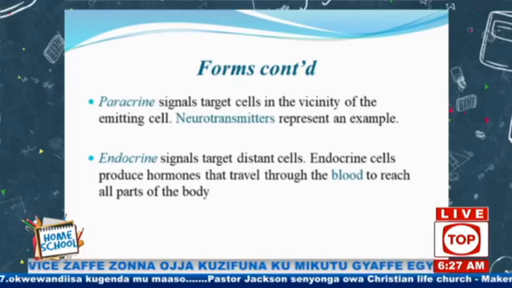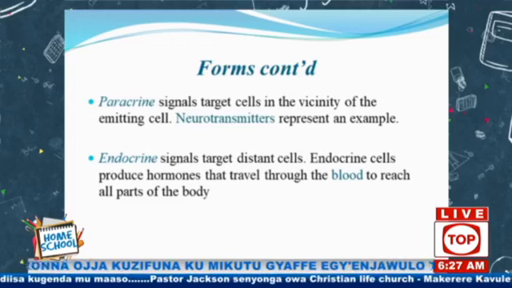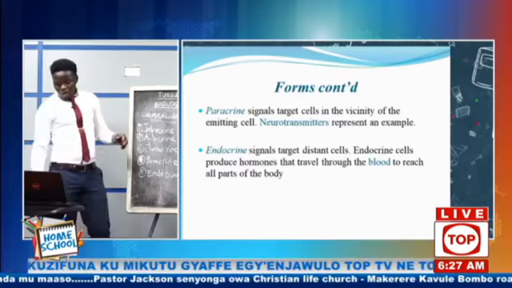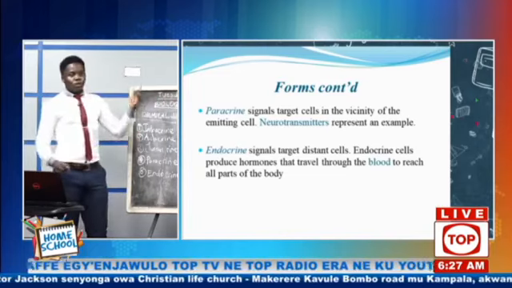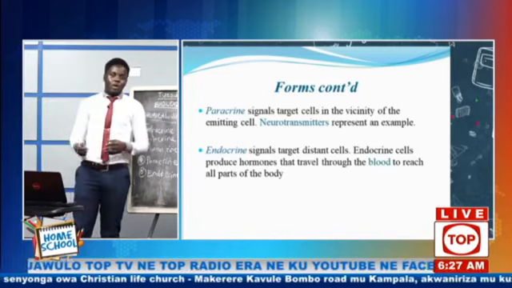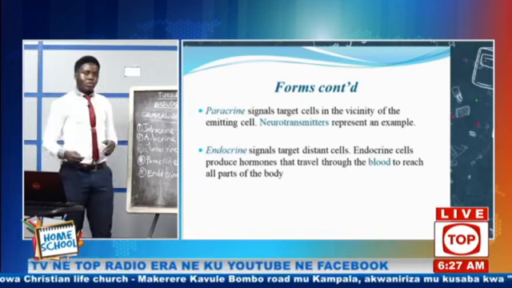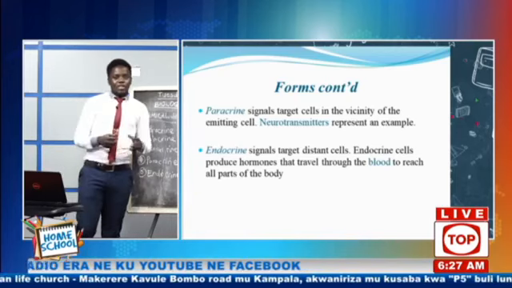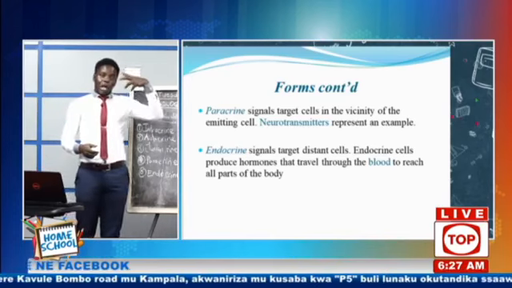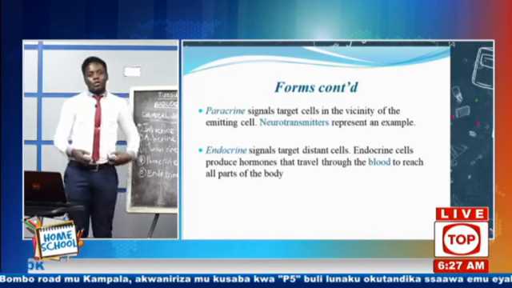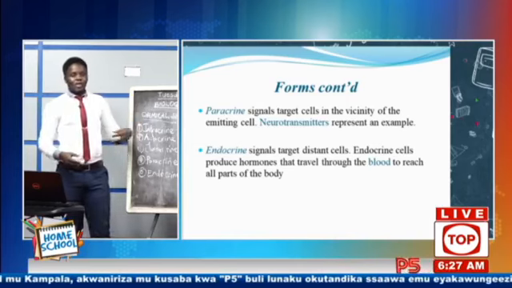Endocrine signals, on the other hand, target distant cells. We know of endocrine organs. We are going to be looking at the endocrine system tomorrow. For endocrine signals, a signal is going to be produced in the brain, for example, and it's going to have effect on the ovaries or on the testes.